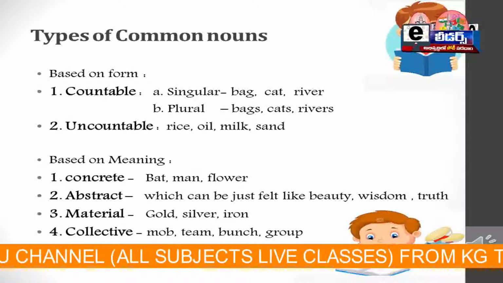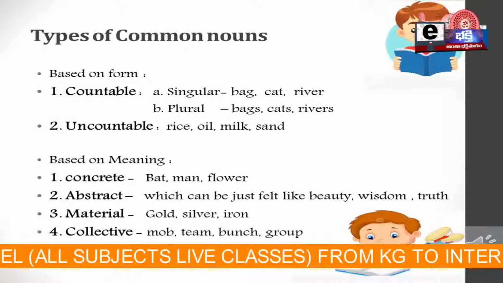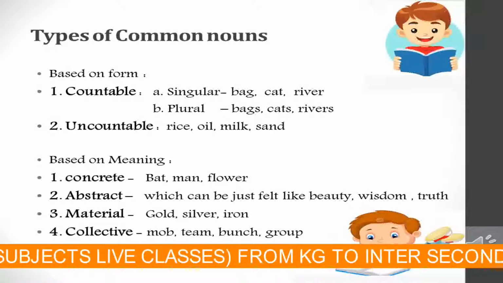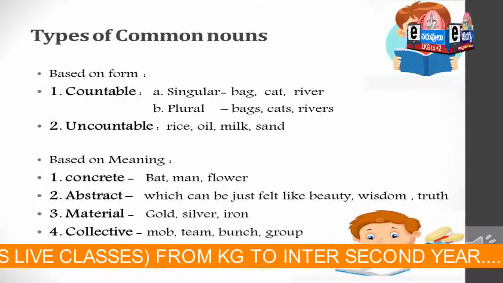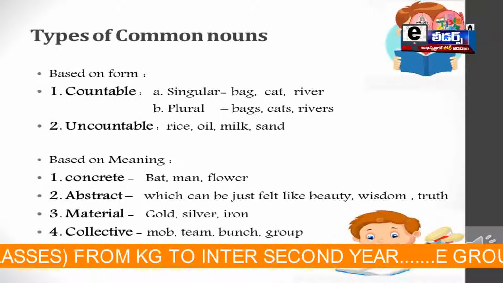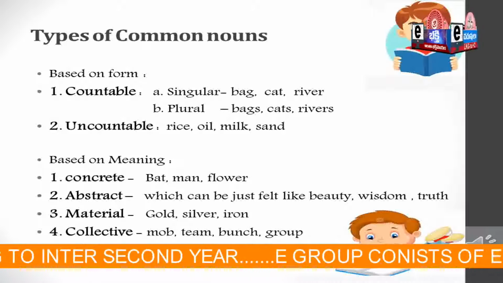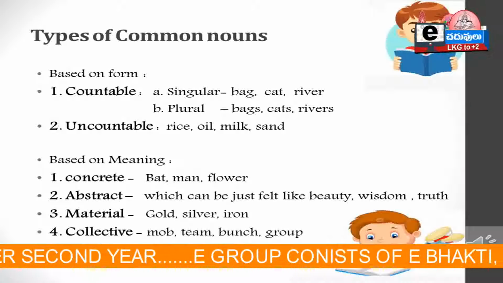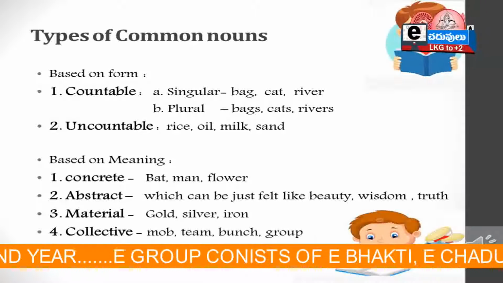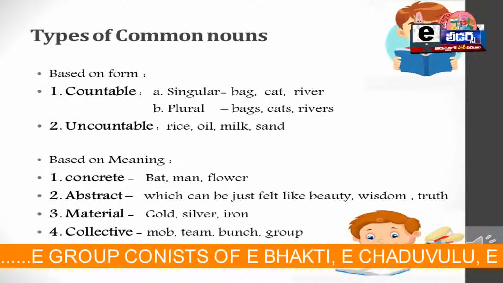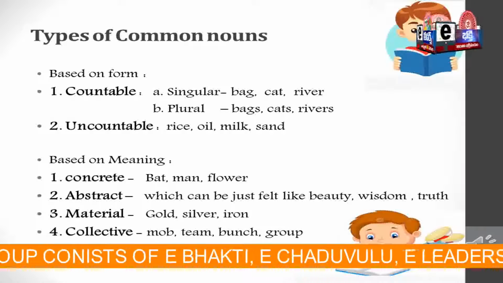Types of common nouns. Based on form, there are two types of common nouns, countable and uncountable. Countable nouns are those that can be counted and they are singular or plural. Uncountable nouns are those which cannot be counted. Things like rice, wheat, sand, milk, water, oil.